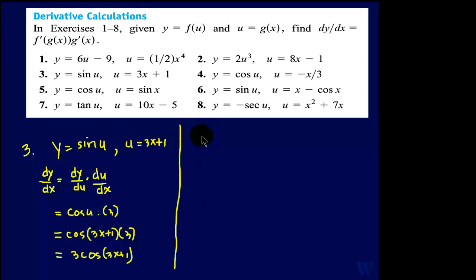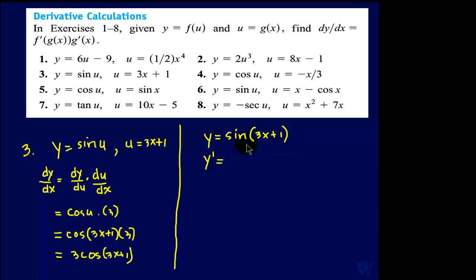An alternative way of doing this is first making the composition y is equal to the sine of whatever your u is. You can go ahead and substitute. It's 3x plus 1. So what is y prime? We are differentiating now with respect to x. Look at the whole picture. The whole picture is the sine of 3x plus 1.